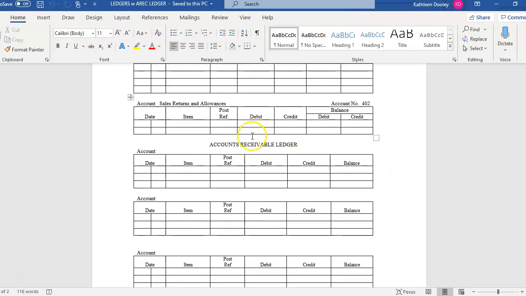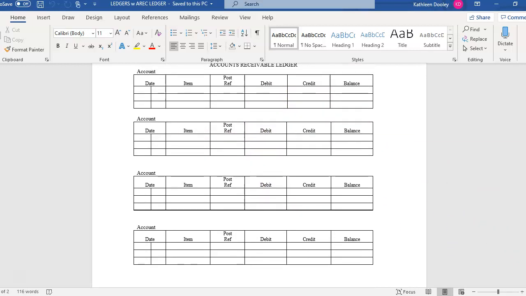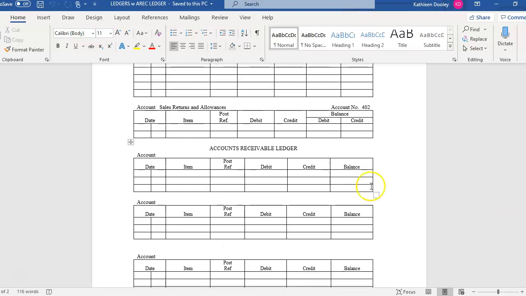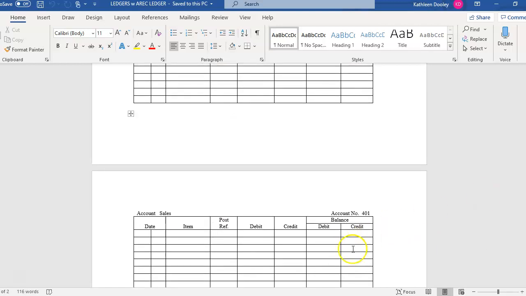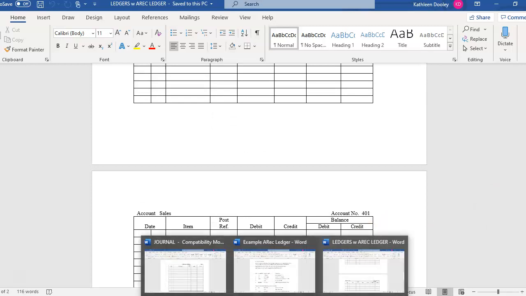Then I include the accounts receivable ledger, and here's 4 sets of ledgers for 4 customers. And again, you can use this for your Chapter 10 homework problem. You'll just have to put the names of the customers on their particular ledger. Okay, so let's take a look at what those beginning balances are.